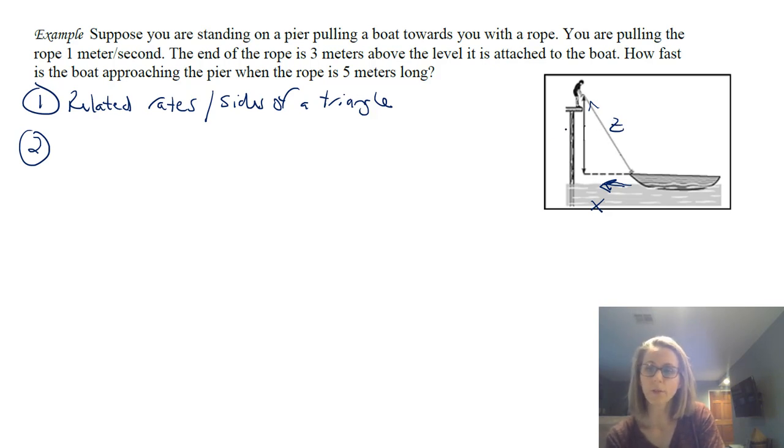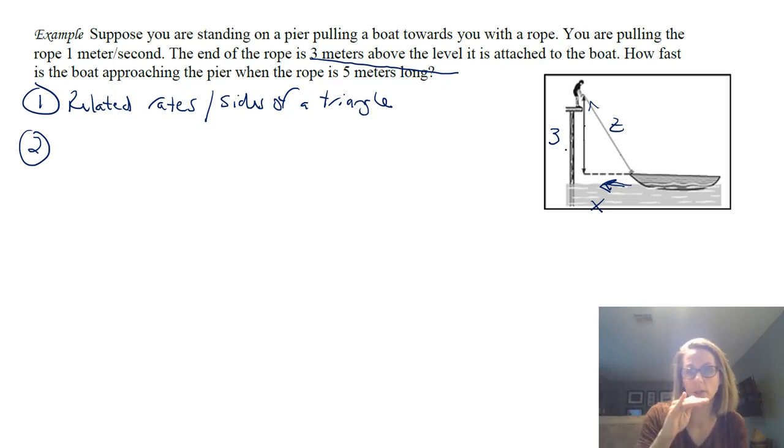The reason I do that is because one other piece of information we have is that this side is 3. So that's 3 meters above the level it is attached. So one side is not changing. That height is always going to be 3. That does not change. But the other two sides are changing, and that's why I give them variables, because if it's not changing, it doesn't need to be a variable because it's not changing with respect to time.